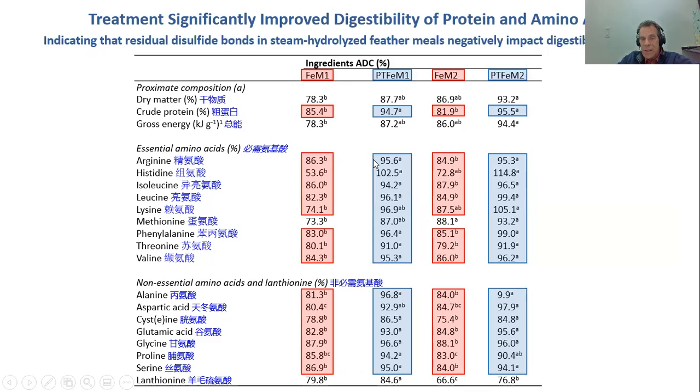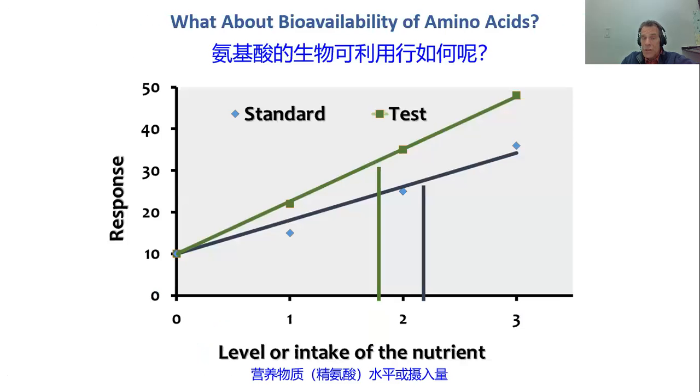Arginine increased from 86 to 95. Histidine went from 50 to 100. Isoleucine from 86 to 94. You see the idea, right? In both feather meals, the digestibility of protein and amino acids increased very significantly with the pre-treatment. But digestibility is a measure of disappearance. It's not a measure of utilization.